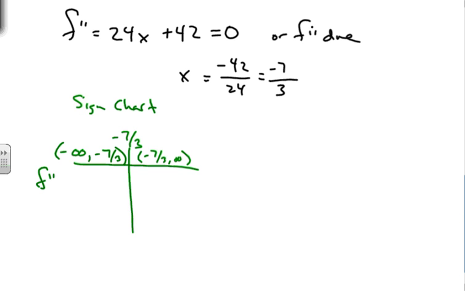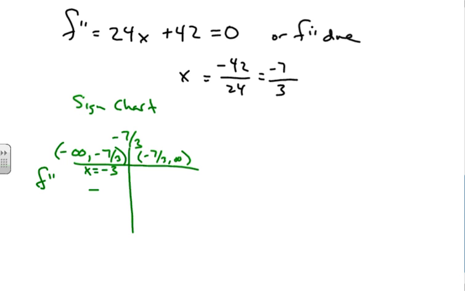So testing f double prime, we're going to plug in a value between negative 7/3 and negative infinity. So I don't know, let's take negative 3. Yeah, negative 3 will work out. Plugging in negative 3, times 24, is going to give us a value that's greater than 42. So that's going to give us a negative number. Plugging this into our second derivative, we realize we have a negative number.